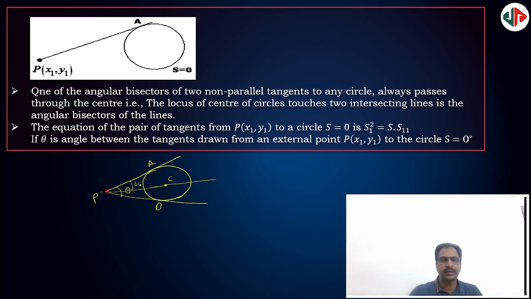This angle is theta by 2, this angle is theta by 2. So this line is the bisector of the angle between the tangents. That bisector always passes through the center. That is the meaning of it.